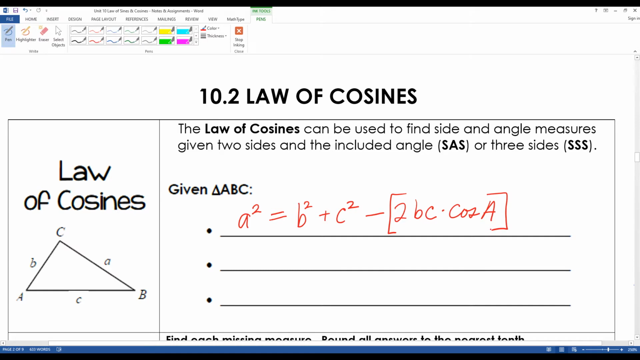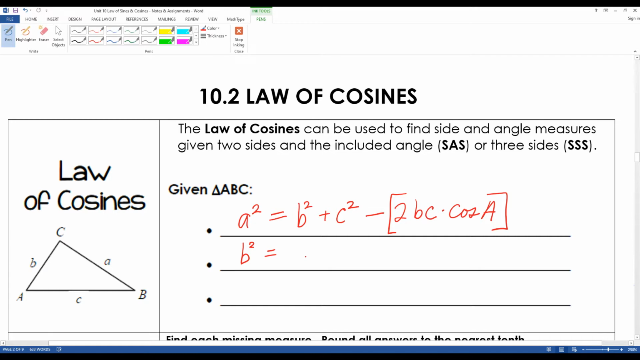Okay, so order of operations would be you do the 2 times B times C times the cosine of A first, and then subtract that from B squared plus C squared. Okay, and then we can solve for A. So if we have angle A and we don't have side A, we would use this one. And the same is true for B. It just sets up the other way.